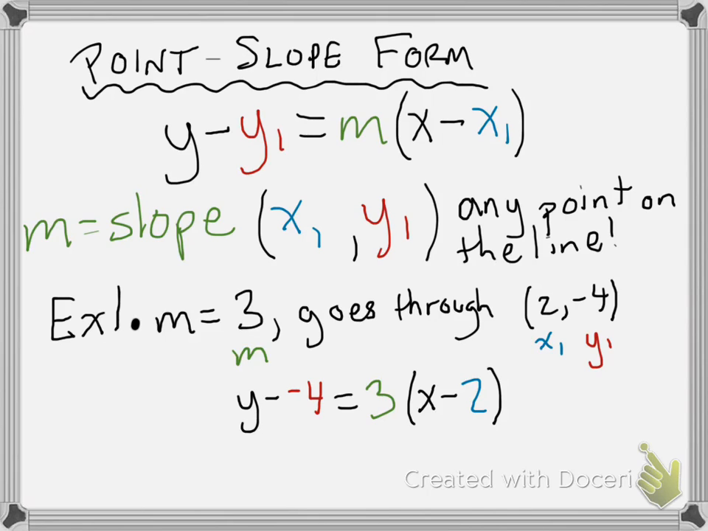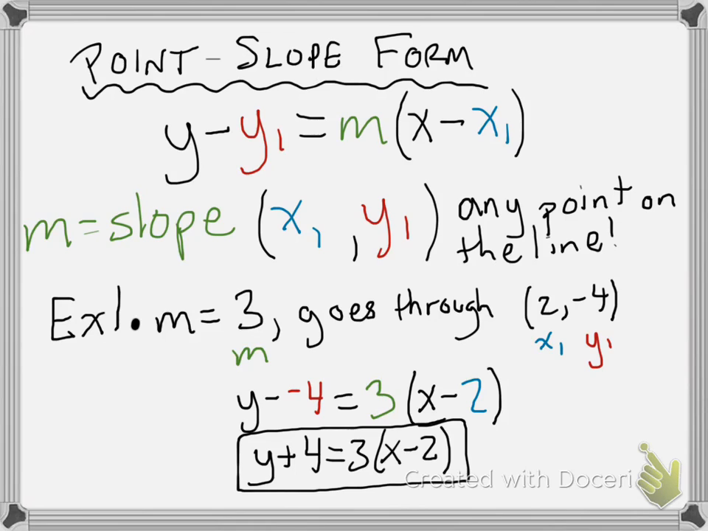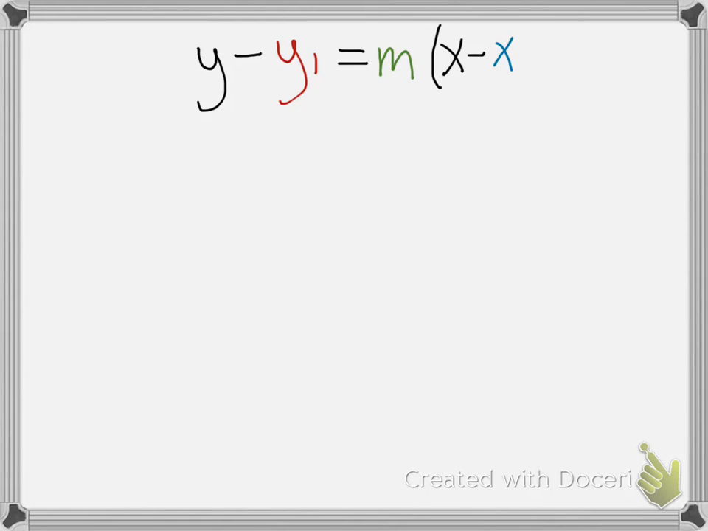Now, we don't like having minus and negative, and so we change that. When we subtract a negative, we know that's the same thing as adding, so I can write y plus 4 equals 3 times x minus 2. And this is the point slope form of the equation for the line that goes through 2, -4 and has a slope of 3. Example 2 is very similar, okay, but going the other way.